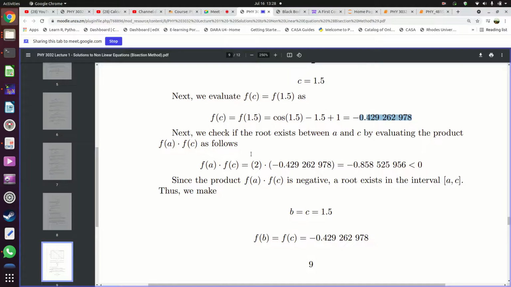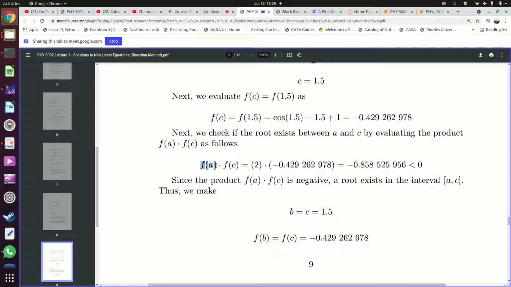So you work out next. We check if a root exists between A and B. And how do you carry out this check? You work out this product, f of A times f of C. So you multiply the value of the function at A times the value of the function at C. When we are doing a multiplication, as we have seen at the beginning, if the product is positive, it means that the function has not crossed the x-axis. There is no root. If the product is negative, it means that the function has crossed the x-axis. So the root exists.